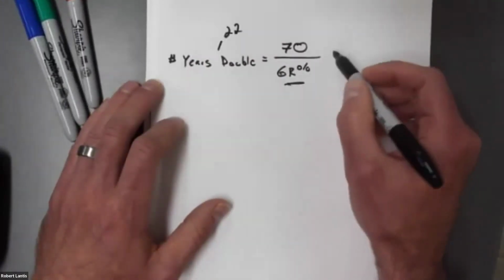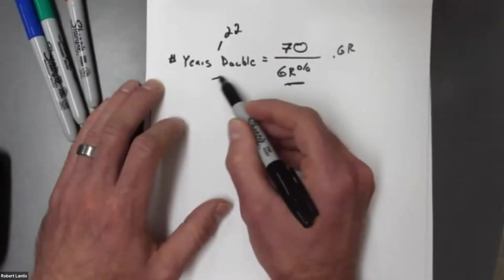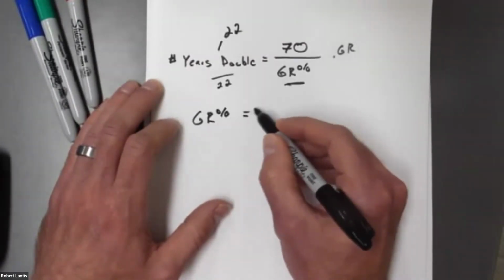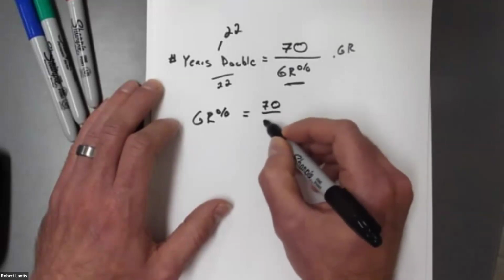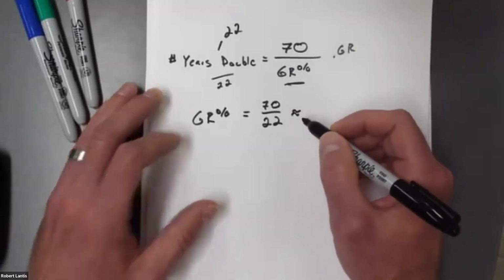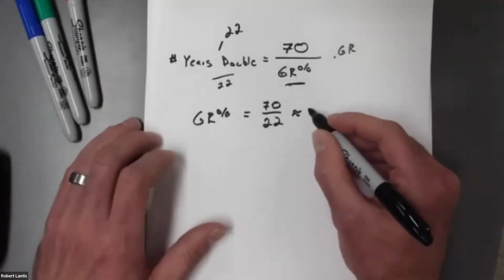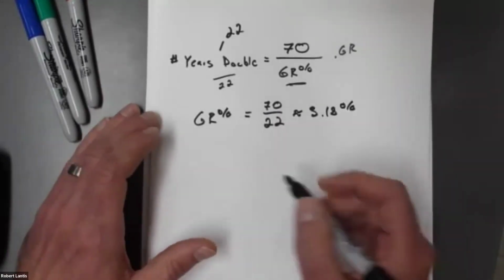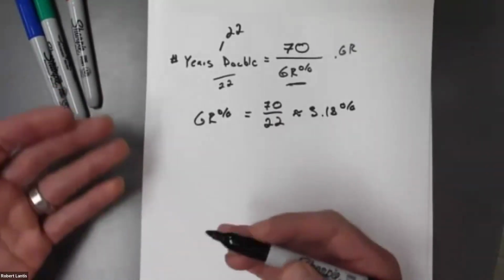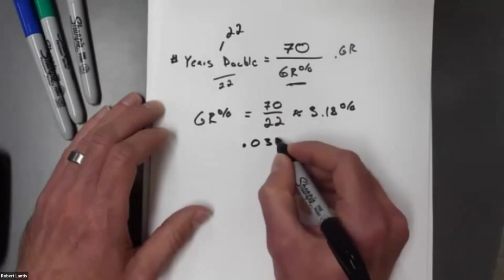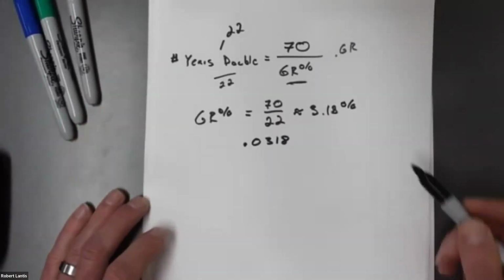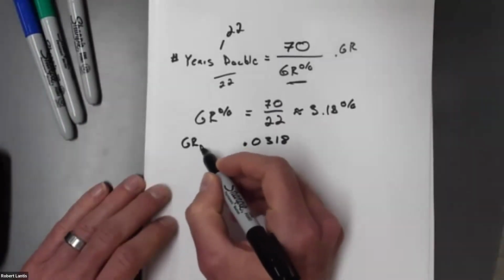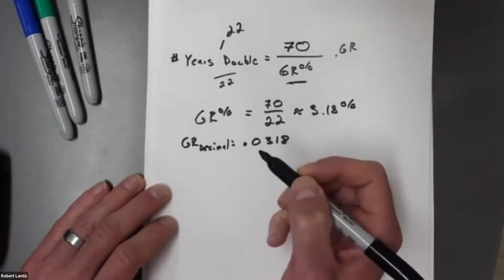If I just rearrange this equation a little bit, multiply both sides by this growth rate, divide by the number of years it takes to double, I would end up with my growth rate as a percentage, 70 over 22, which is approximately 3.18%. Or if I want that growth rate in decimal form, and I wanted to prove this to myself using the actual equation, my growth rate in decimal form would just be whatever that growth rate as a percentage is, divided by 100. So maybe this is like growth rate in decimal form. Okay.